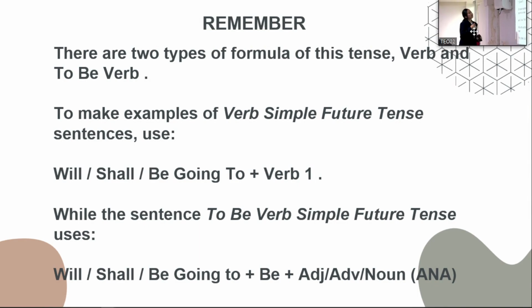But remember, there are two types of formula of this tense, verb and to be verb. To make examples of verb simple future tense sentence, use will, shall, be going to, plus verb 1. While the sentence to be verb simple future tense, use will, shall, be going to, plus be, plus adjective, adverb, and noun.